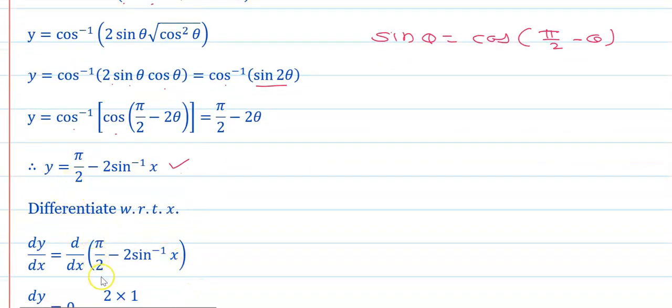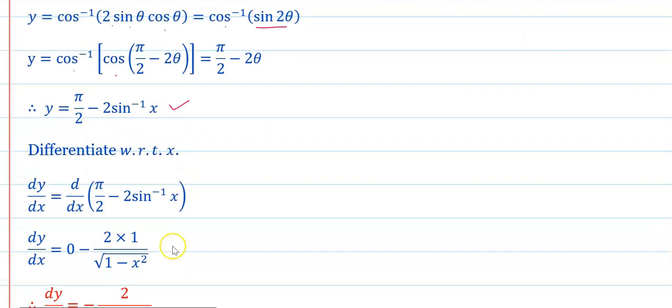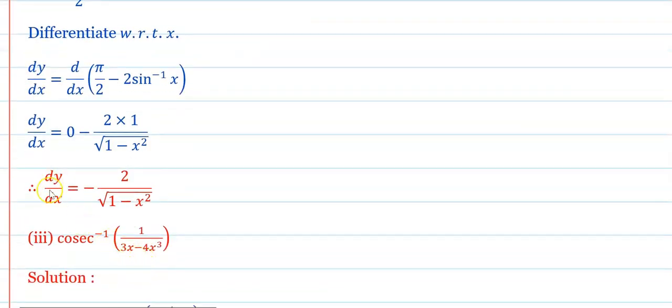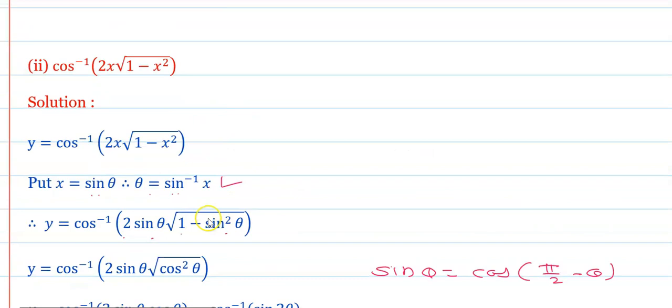Its derivative: derivative of pi by 2 is 0. Derivative of sin inverse of x is 1 upon under root of 1 minus x square. Here is a minus sign. That's why 2 into 1 upon under root of 1 minus x square. And hence you will get dy by dx is equals to minus 2 upon under root of 1 minus x square. Okay. बघू शकता.